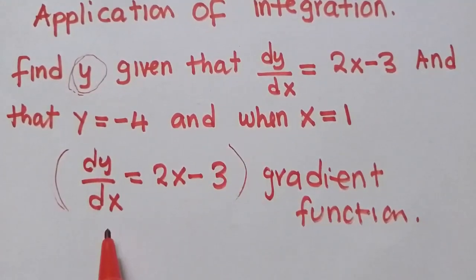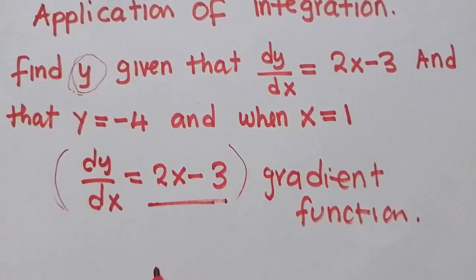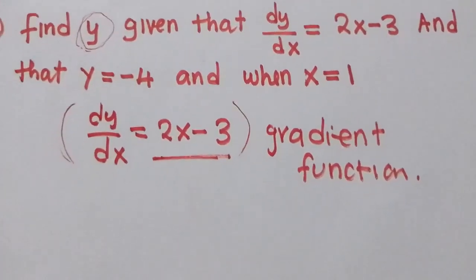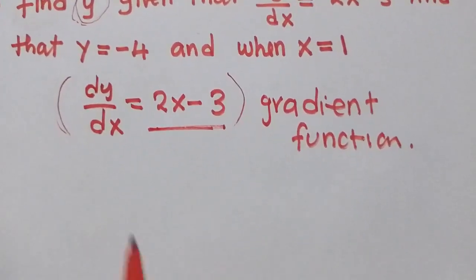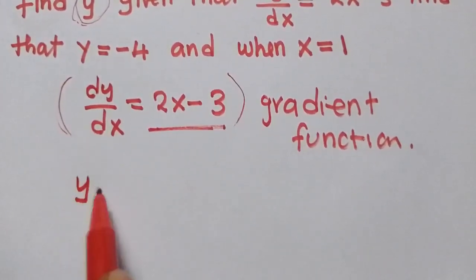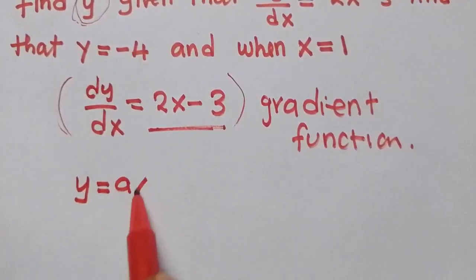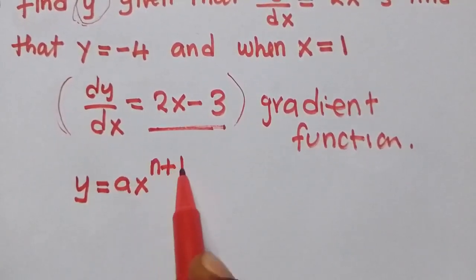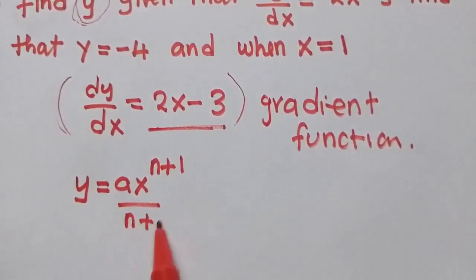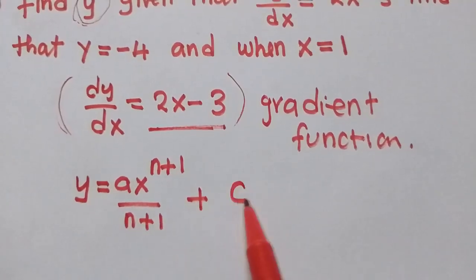How can you find the original equation? What you need to do is to integrate this. So how do we integrate? We integrate by using the formula. We say y is equal to ax to the power n plus 1 over n plus 1, plus c. This is the formula that we use when we want to integrate.